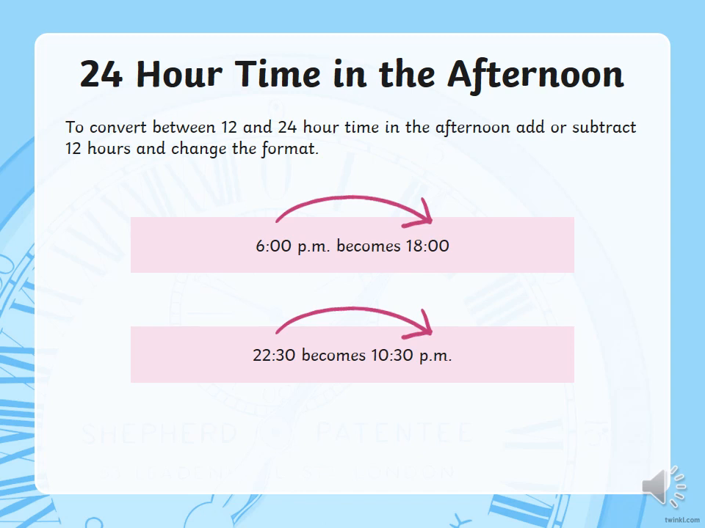But if you're going to convert 24 hours into the 12-hour clock, you need to subtract. So you go the opposite way. So 2230 take away 12 gives you 1030. So that gives you 10:30 in the analog clock. So remember to add if you're converting 12 to 24, and take away if you're going to convert 24 to 12.